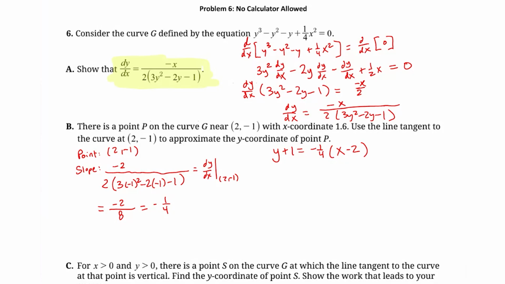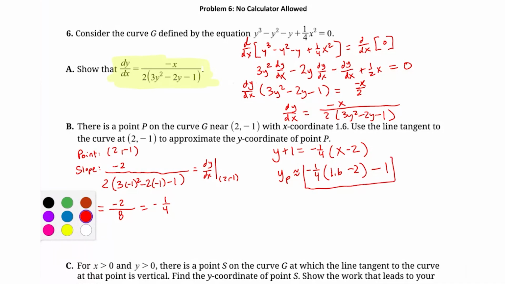We're going to use that to approximate the y-coordinate of point P. So y at point P is approximately negative 1/4 times the x-coordinate, which is 1.6, minus 2, minus 1. That minus 1, by the way, is just coming from subtracting the plus 1 on both sides. That is the y-coordinate. You can simplify it, but because we have an arithmetic expression that's logically equivalent to whatever we would end up getting, I would just stop there.